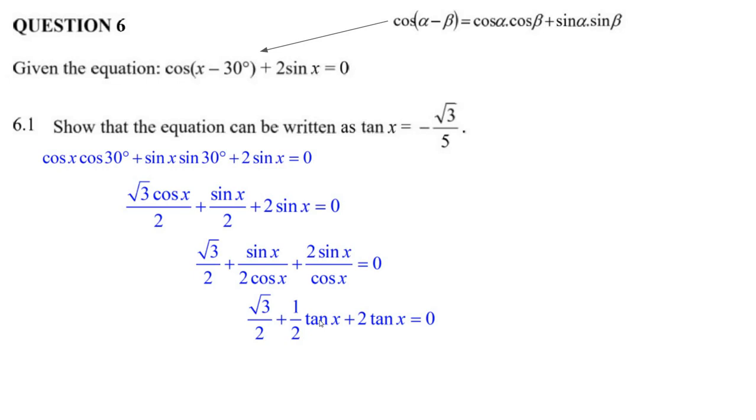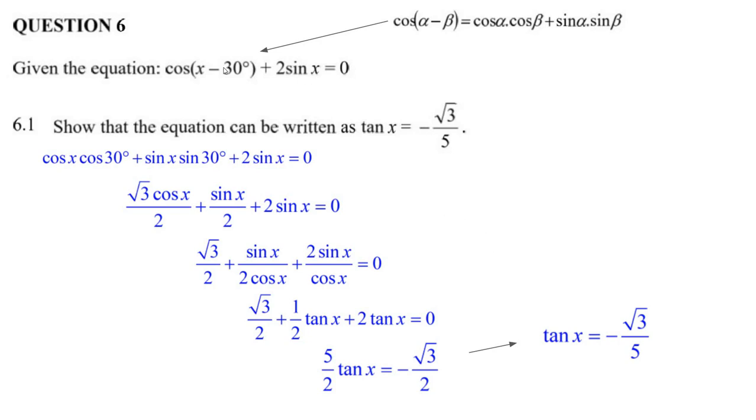So what we've got is 1/2 tangent, not theta, it's x there. 1/2 tangent x plus 2 tangent x. Well, what's a half plus 2? That's 5/2 tangent x equals minus root 3 over 2. Hey, that's starting to look like minus root 3. All we have to do is multiply both sides by 2 and divide by 5, and we've just shown that the equation can be written as tan x equals minus root 3 over 5.